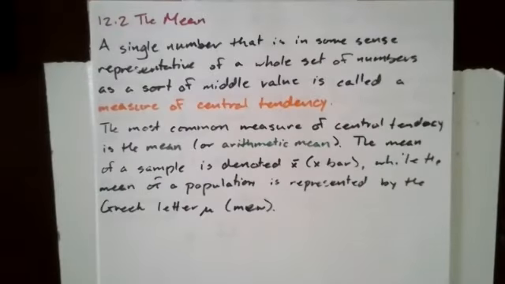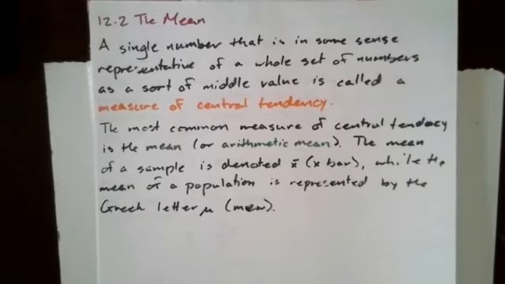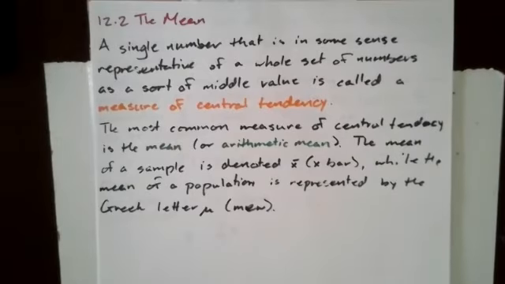In this video, we will discuss the mean. A single number that is in some sense representative of a whole set of numbers, as a sort of middle value, is called a measure of central tendency. The most common measure of central tendency is the mean, or arithmetic mean.